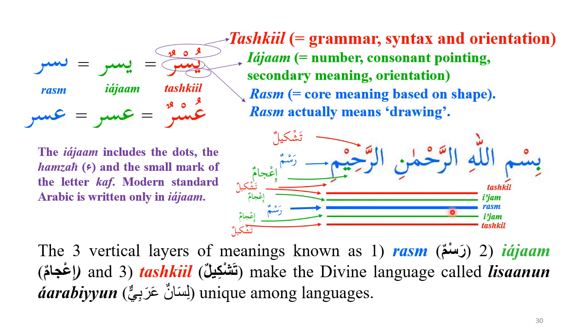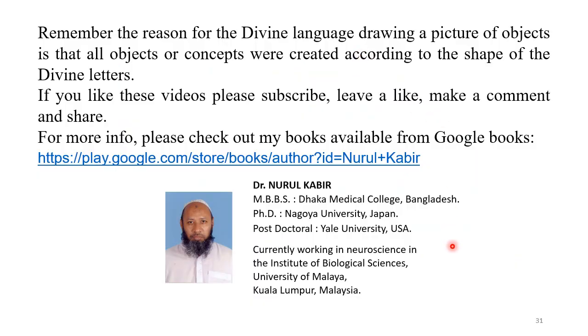So remember, there is a core meaning, the rasam, which is the drawing, and everything in the universe is drawn according to the shape of these letters. And then you have the ijam, or this dot system, and on top of that you have the tashkil, which is mainly related to grammar and syntax. If you can understand these three, and then the letter pyramid, you will understand, inshallah, everything about the Arabic language if you spend some time.